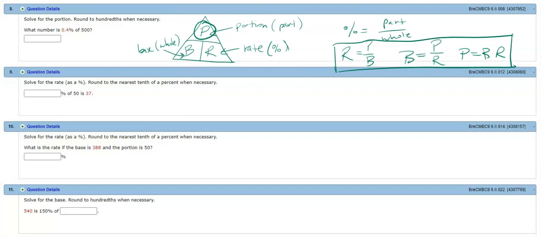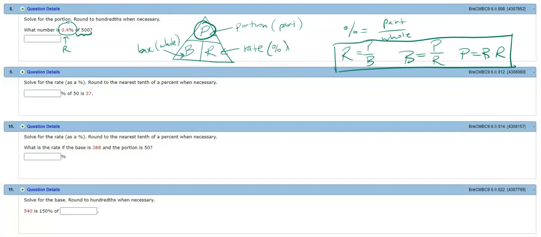Here we are going to solve this first problem where we are trying to find what number is 0.4% of 500. We have obviously here a percent. It's always the rate if you have a percent. And then, what number is 0.4% of 500? You notice we're looking for a piece of 500. We're looking for a corresponding part. And this part is going to consist of 0.4% of the whole, which is supposed to be 500.